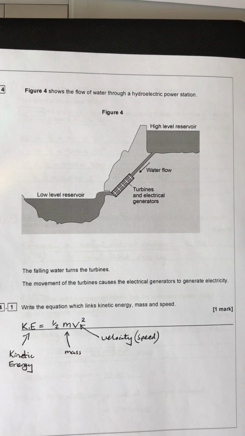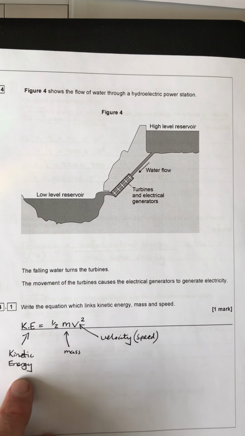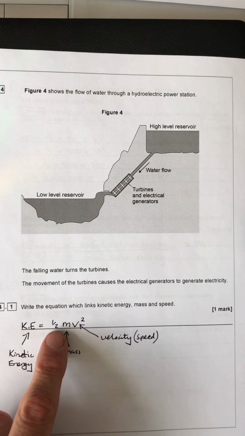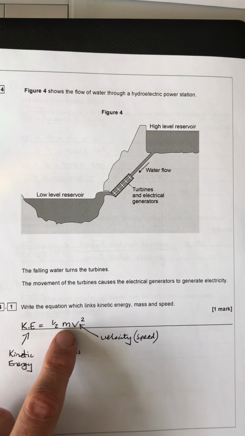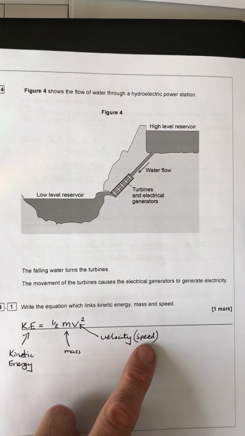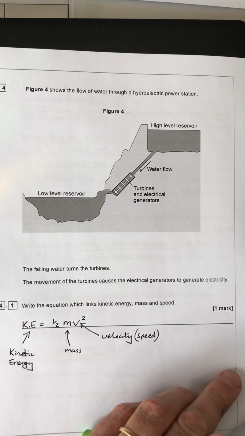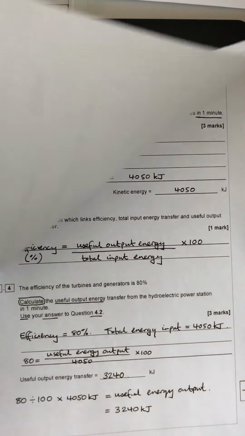Okay. Hydroelectric power station. Water falls through the turbines. Movement of the turbines causes the electrical generators to generate electricity. Write the equation which links kinetic energy, mass, and speed. So here kinetic energy is equal to half times mass multiplied by velocity or speed squared. Again, another equation that you will need to remember. You won't be given that in the exam.